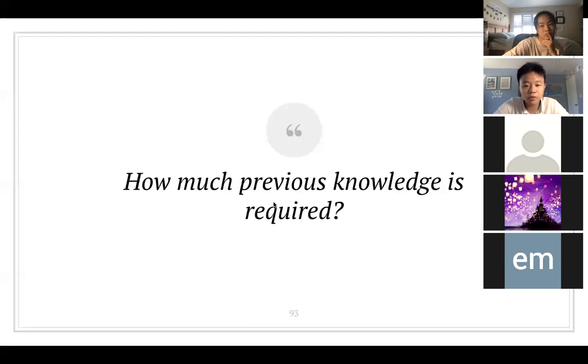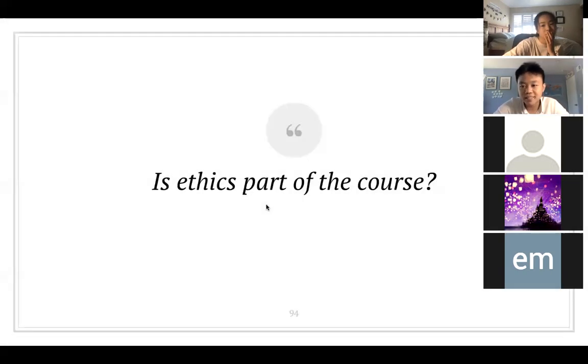How much previous knowledge is required? None. You don't really need to know anything coming into this class. There's an ethics part of this course for some parts of it, but it's not a major section of the class. You will sometimes talk about whether an experiment that a psychologist back in the 1800s did on patients is ethical, but you don't spend that much time talking about it.